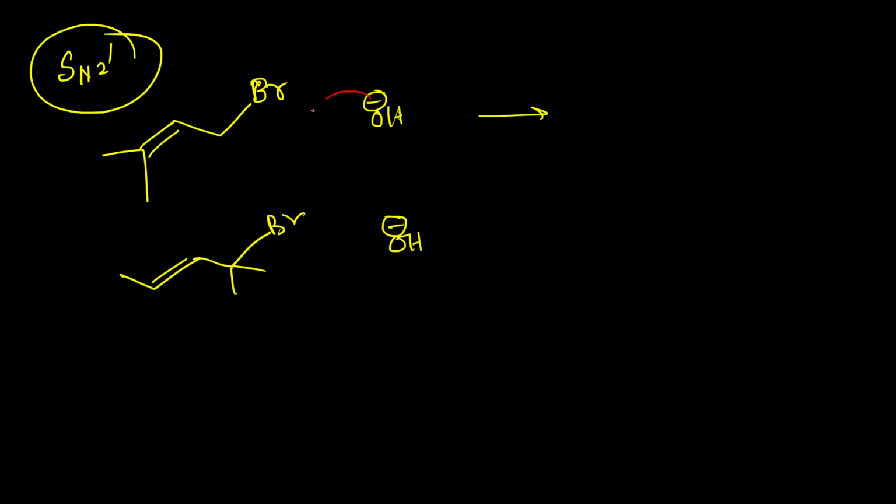We generally know it shows backside attack, so this will attack here and Br minus will be leaving. So this is basically SN2, right? It has another option: it can attack here. Then this pi bond will shift here, then the carbon bromine bond will break. I am showing you with a different color for your better understanding.